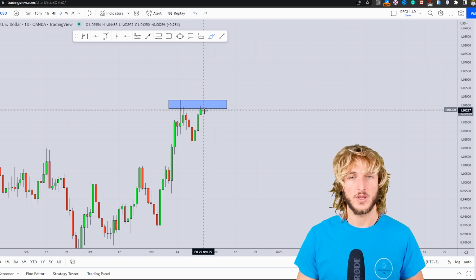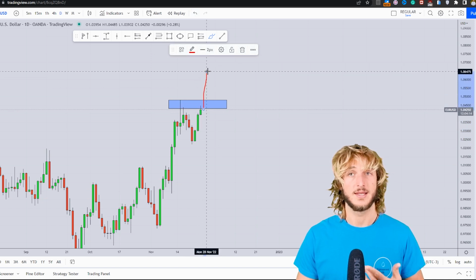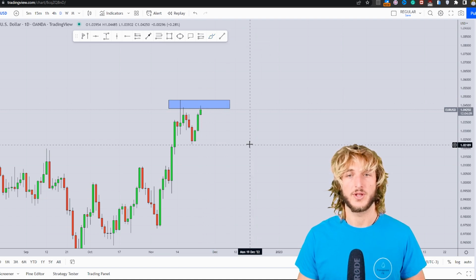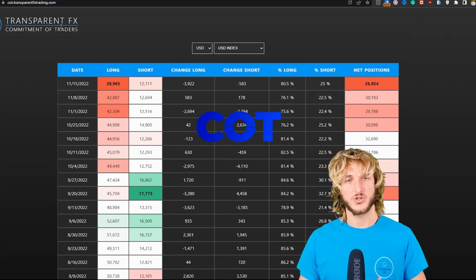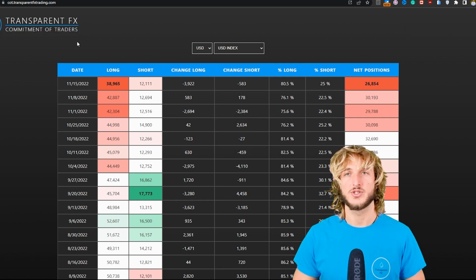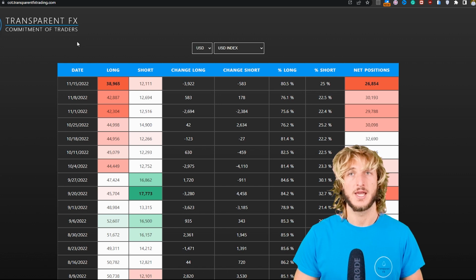We do not know if the market will manage to create that break to the upside. But before we go further on the analysis from a daily perspective, let's first go and see what we have when it comes to the commitment of traders. So the COT data, which is what the non-commercials and the biggest speculators in the market are doing.